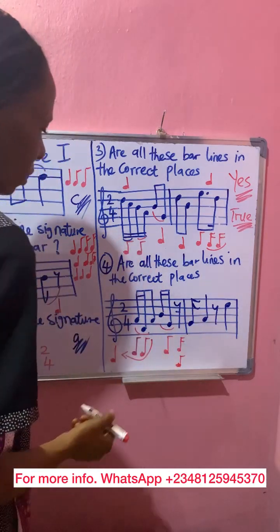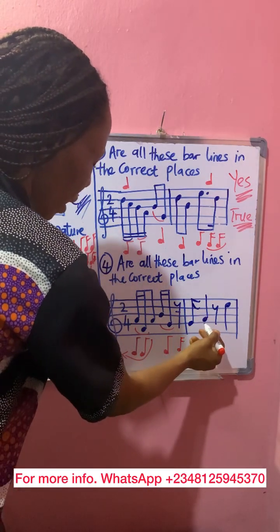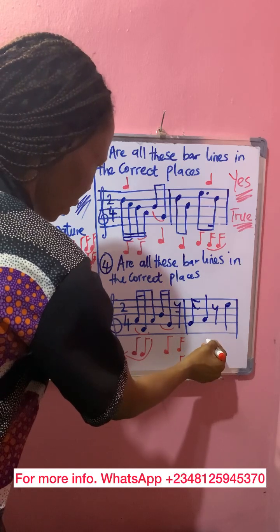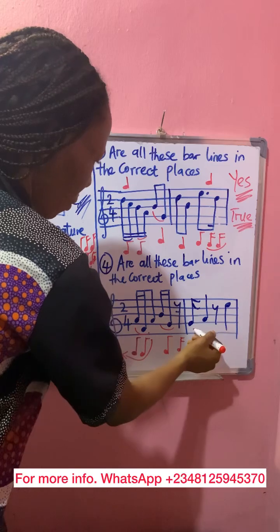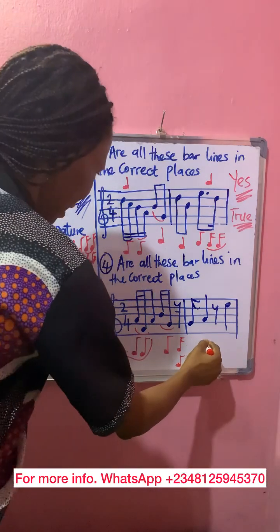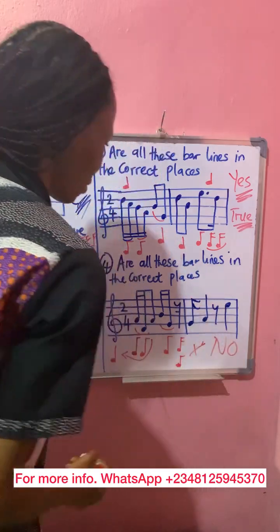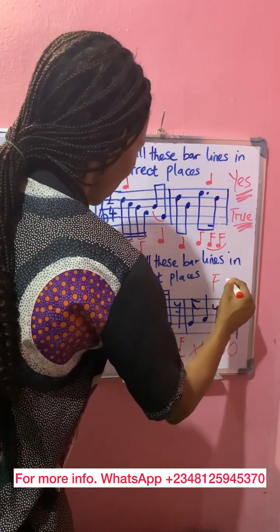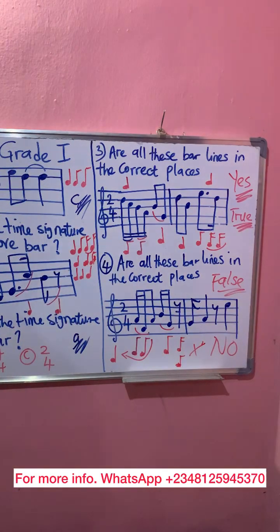Now let's see the second one. We have here a semi-quaver, and then we have here a crochet, 1 crochet here, right? And then we have another crochet here, and we have other notes. So automatically this place is a big no, which you can also say is false. So that is the answer to the questions here. All right.